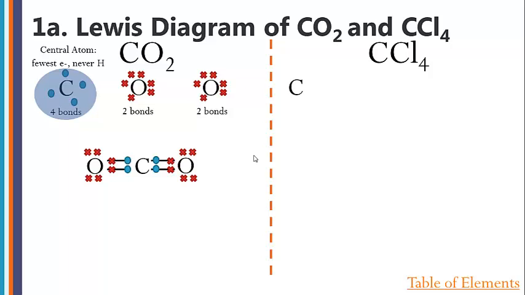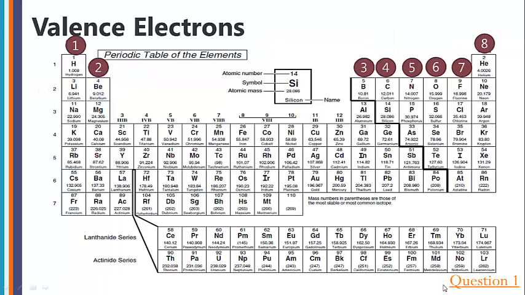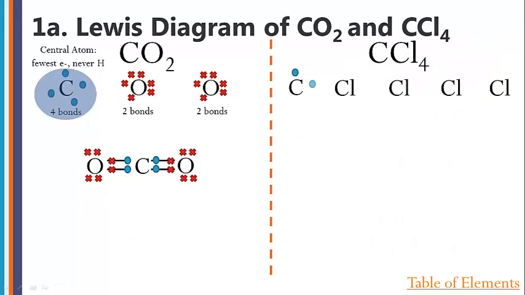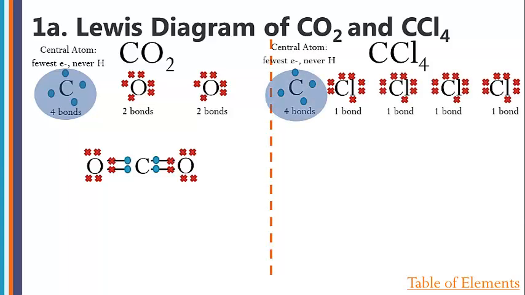Carbon tetrachloride has carbon and 4 chlorines. If we check our table of elements, carbon has 4 and chlorine has 7. So I'm going to go ahead and put my 4 electrons around carbon, which means carbon can make 4 bonds because there's 4 unpaired electrons. And same thing for chlorine, except there's 7: 1, 2, 3, 4, 5, 6, 7. So chlorine has 1 unpaired electron, which means it can make 1 bond. And the same will apply for the other 3 chlorines.